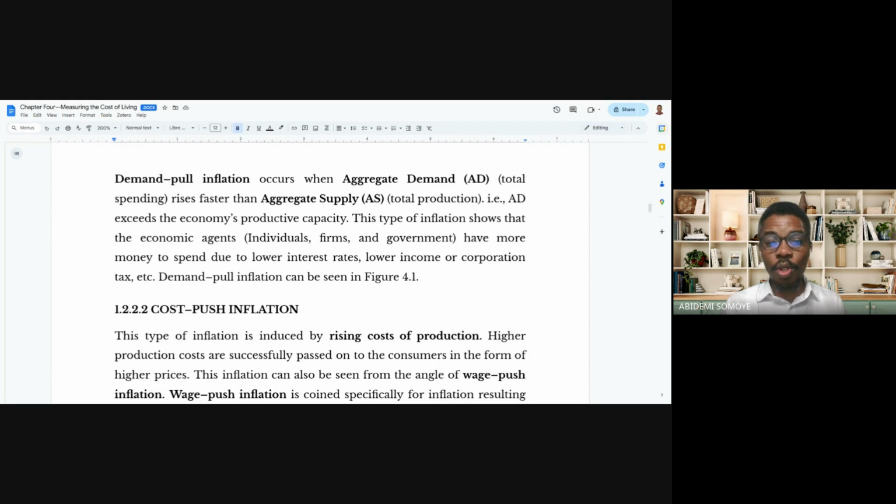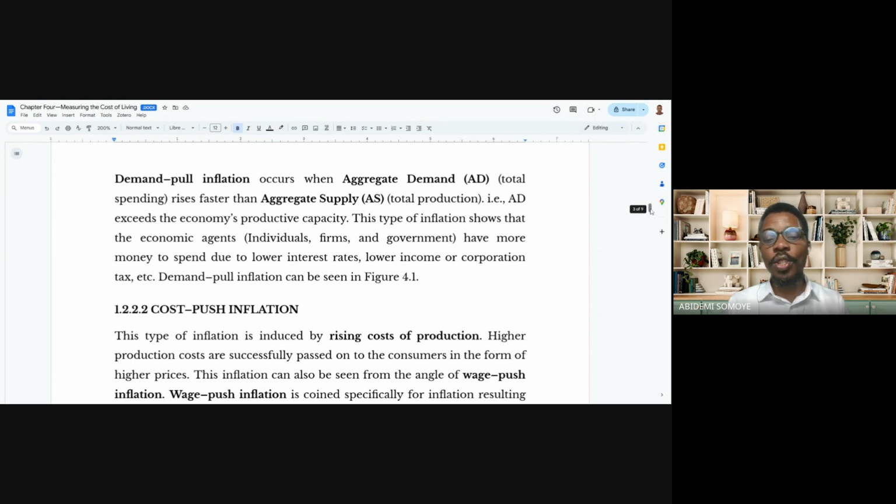Okay, so we're going to take a look at that in the business cycle. But in the business cycle, just keep in mind, when the economy is at the peak, we could have a situation where AD is rising faster than AS, meaning that AD exceeds an economy's productive capacity. And so there has to be an intervention of the central bank to increase interest rate so as to mop up the amount of money in circulation.